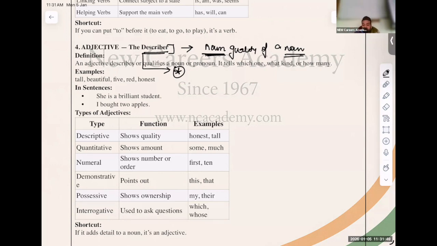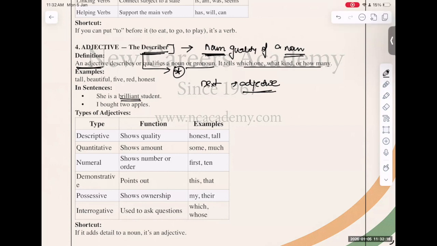Anything which describes the quality of a noun or a pronoun is called an adjective. So anything next to a noun would always be an adjective. Now there are different types of adjectives. She is a brilliant student. What kind of student is she? You just have to ask yourself this question.